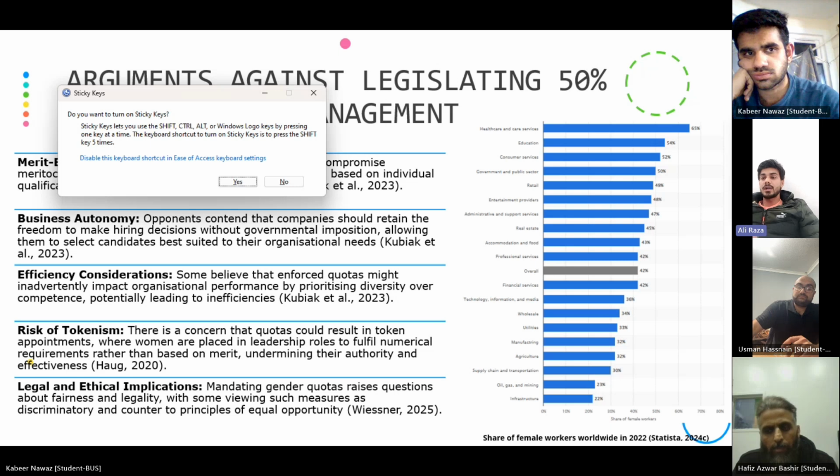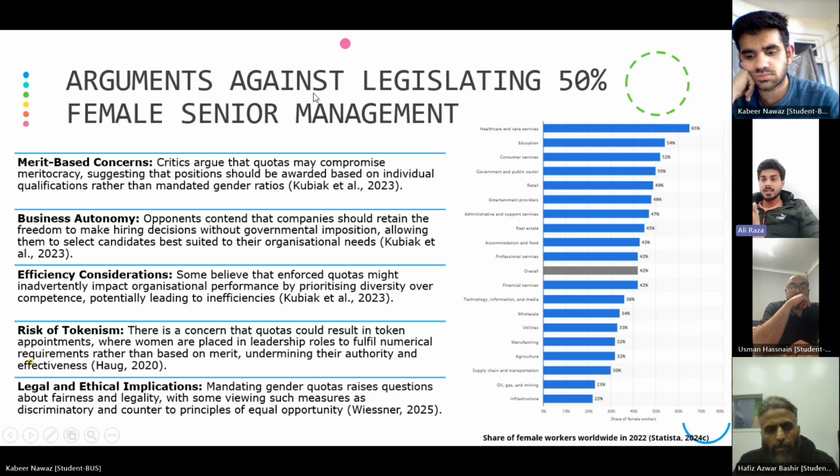Another argument revolves around business autonomy, with opponents believing that companies should maintain the freedom to make hiring and promotion decisions without government intervention. They argue that rigid quotas may interfere with strategic flexibility and organizational needs. Efficiency concerns are also raised, suggesting that prioritizing diversity over competence could impact overall productivity and effectiveness, especially if not implemented with careful planning. Next slide, please.